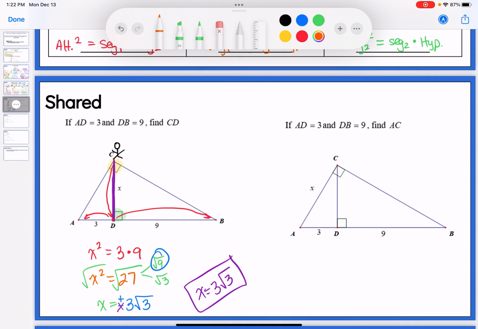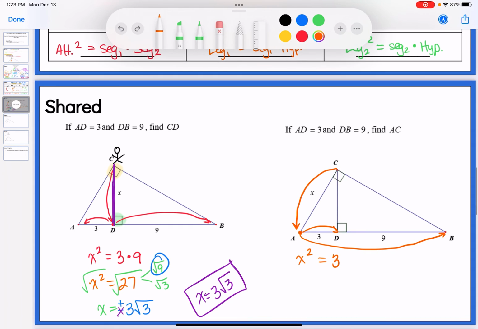Same setup. This time I'm finding AC, right? AD is still 3, DB is still 9, but this time I want to come down this way, right? So I'm going down that leg this time, so that's still squared. X squared equals. Now, where could I walk? I could walk the short route here and just do 3. Or I could walk the whole thing, right? I can't teleport and just do the 9 like I could last time. That doesn't work because I landed at A. So this time I have to do the whole thing. Well, if the first part is 3 and the second part is 9, the whole thing is 12, right? So X squared equals 3 times 12 for this one.